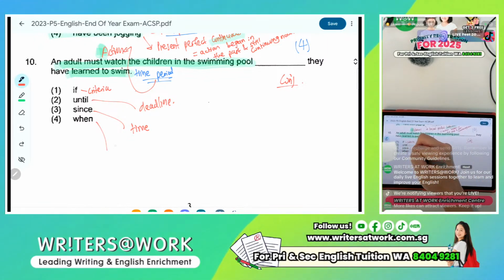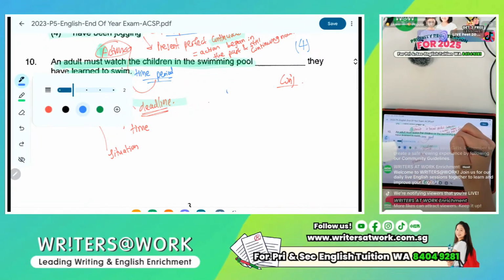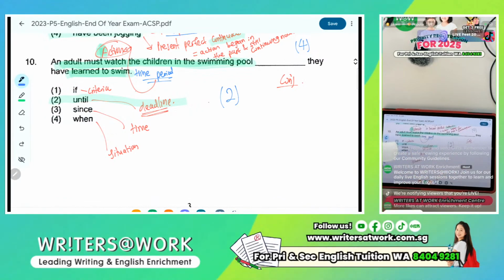And "when" is also used to show time or situation. When the school bell rings, all the students are expected to assemble in the hall. Okay? So in this case, we are looking at a particular deadline or cut-off time by which this action must occur. So the closest option that we have is number 2, "until." All right.